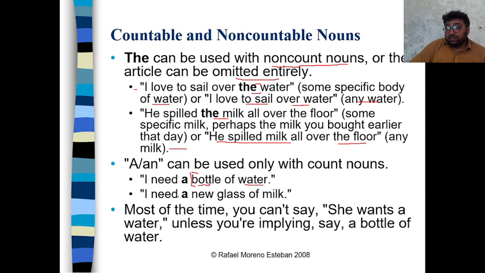I need a glass of milk. Now you're not counting milk. You have not put the article with milk, rather you have put it with glass. Most of the time you can't say she wants a water because it's absurd, unless you're implying a bottle of water, that will be fine.